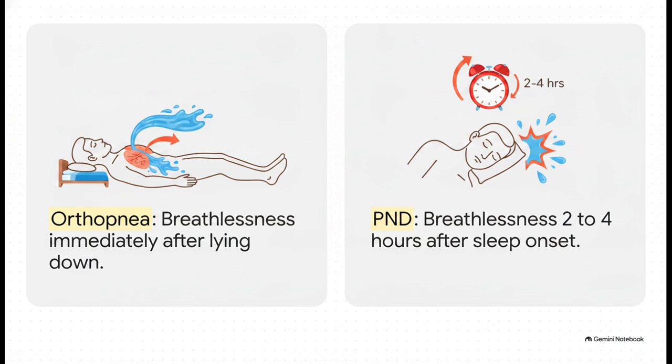And this brilliantly illustrates the vital diagnostic difference between two conditions that sound kind of similar but operate on totally different physiological clocks. On the left, we've got orthopnea. This is breathlessness that develops immediately after lying down flat. Gravity is shifting that fluid into the lungs instantly. On the right is paroxysmal nocturnal dyspnea, or PND.